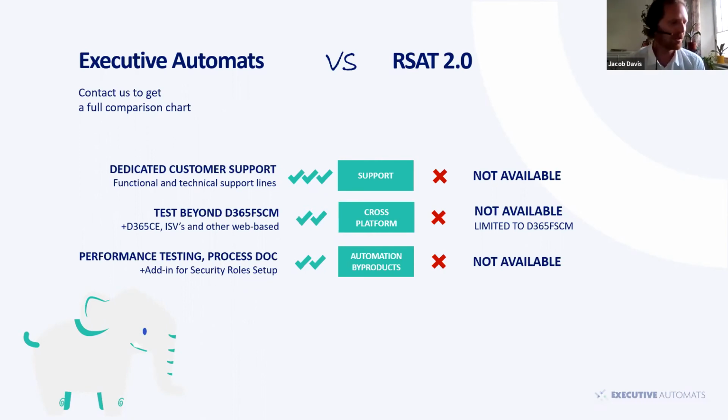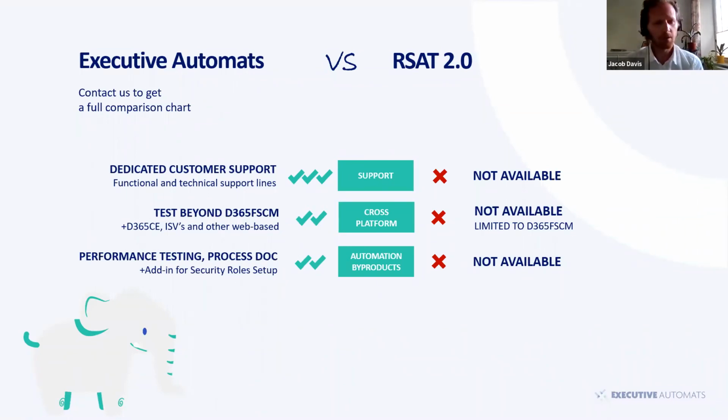Yeah, so now time for the elephant in the room. I'm sure a lot of you have already heard about RSAT. Maybe you've already tried it out, and we encourage you to take a look at it. It's the in-house regression testing suite that Microsoft offers. We have a full comparison sheet between RSAT and Executive Automats, the tool that Bart just showed.